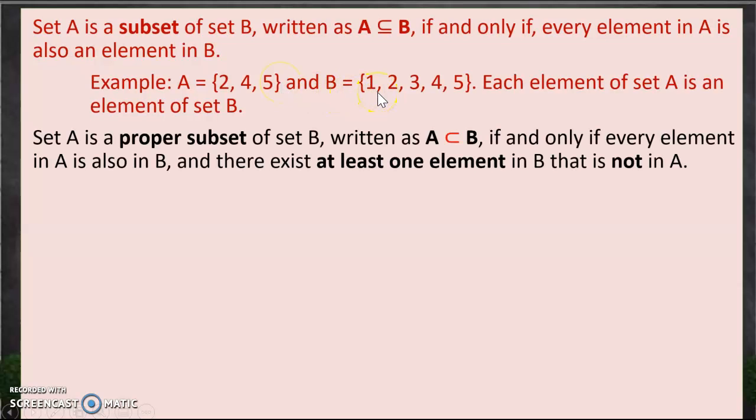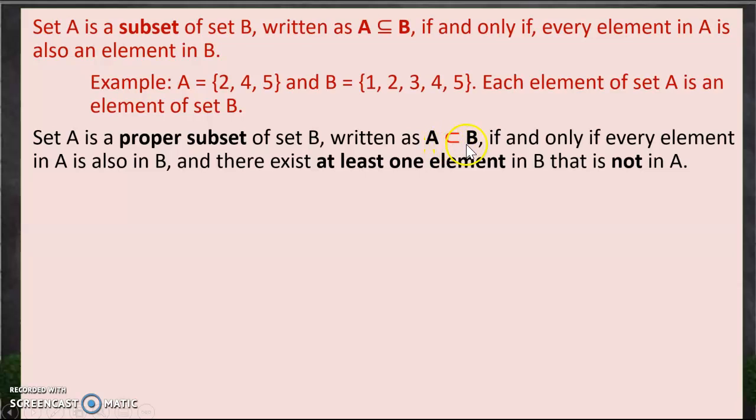Next. There are two types of subset: proper subset and improper subset. Set A is a proper subset of B, written as, this is the symbol for proper subset.